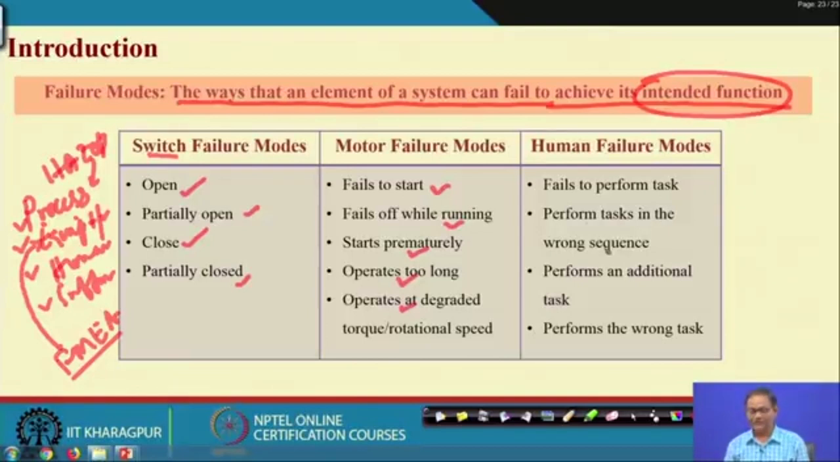Performing a task in the wrong sequence: suppose you are doing a project with different activities to be performed in sequence, and there is some precedence relationship. If you do not follow the precedence relationship, then either you will not be able to do the work, or even if you do the work, it will not be useful. There are many other examples which can be quoted here of the ways a component or an element of a system fails; that is what failure modes are.